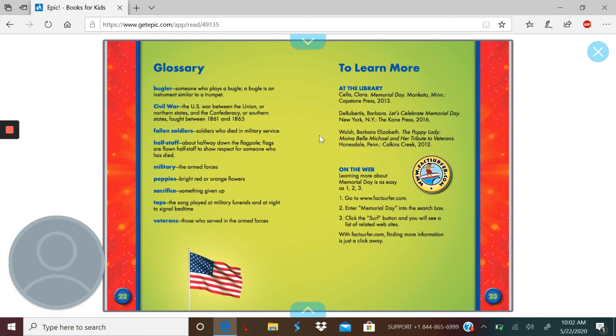What is the military? It's the armed forces, whether it's the Army, the Navy, the Marines, and so on. Poppies, we talked about, bright red or orange flowers you can put on the graves of those people that you know have sacrificed and died for our country. Taps, the song that's played at military funerals and at night to signal bedtime. What's a veteran? That's a person who has served in the armed forces.